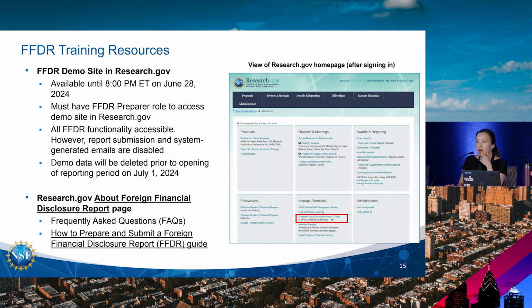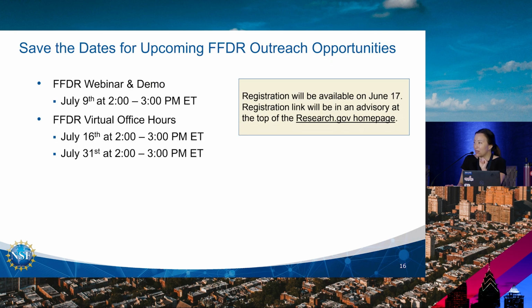So I mentioned before, everyone can see the link, but you will have a lockbox. If you're not an FFDR role for your organization, only people with that role will be able to click on that. And again, we'll be having a more in-depth demo on July 9th. The registration link will be available June 17th, so please look out for that. We post those on the advisory section on Research.gov. It's going to be at the top in the advisory banner.